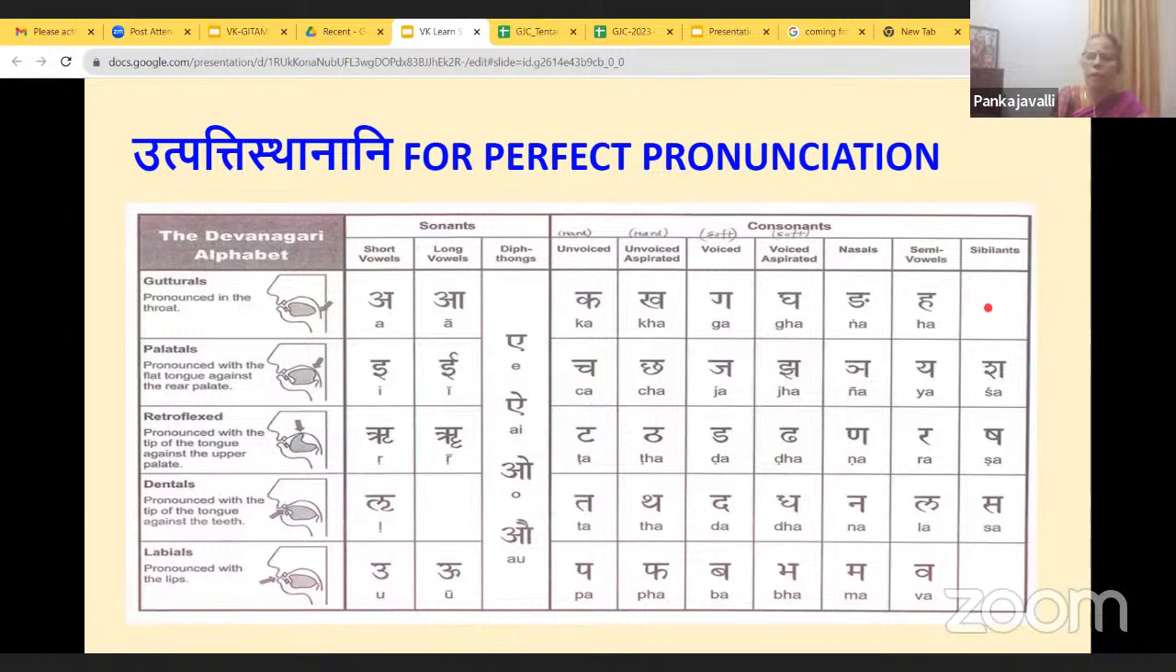Akuhavisarjaniyanam Kanthaha. Repeat again. Akuhavisarjaniyanam. Very good. Uttamam. Anybody else? Any other sutram?